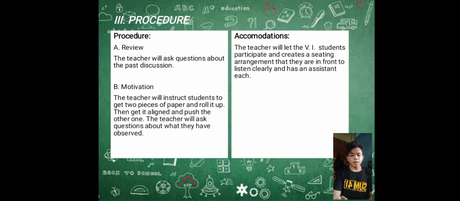And then the procedure. First is a little review. The teacher will ask questions about the past discussion, and then motivation. The motivation will be related to the upcoming discussion. The teacher will instruct students to get two pieces of paper and roll them up, then align them with each other and push the other one. Then the teacher will ask questions about what they have observed.